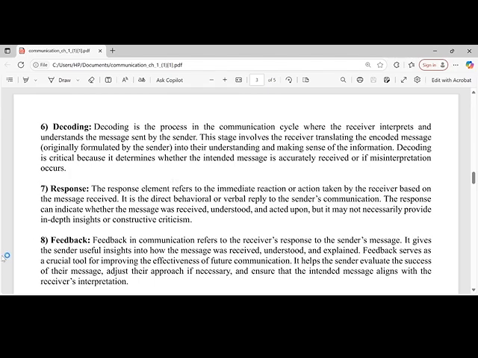Now, response is the immediate action or reaction given by the receiver. कुछ भी वो डायरेक्ट बिहेवियर कर सकता है, उसको पसंद आ रहा है, नहीं आ रहा है, ही इज अंडरस्टैंडिंग और नॉट अंडरस्टैंडिंग, ही इज लिसनिंग और नॉट, दैट इज क्विक रिस्पॉन्स.